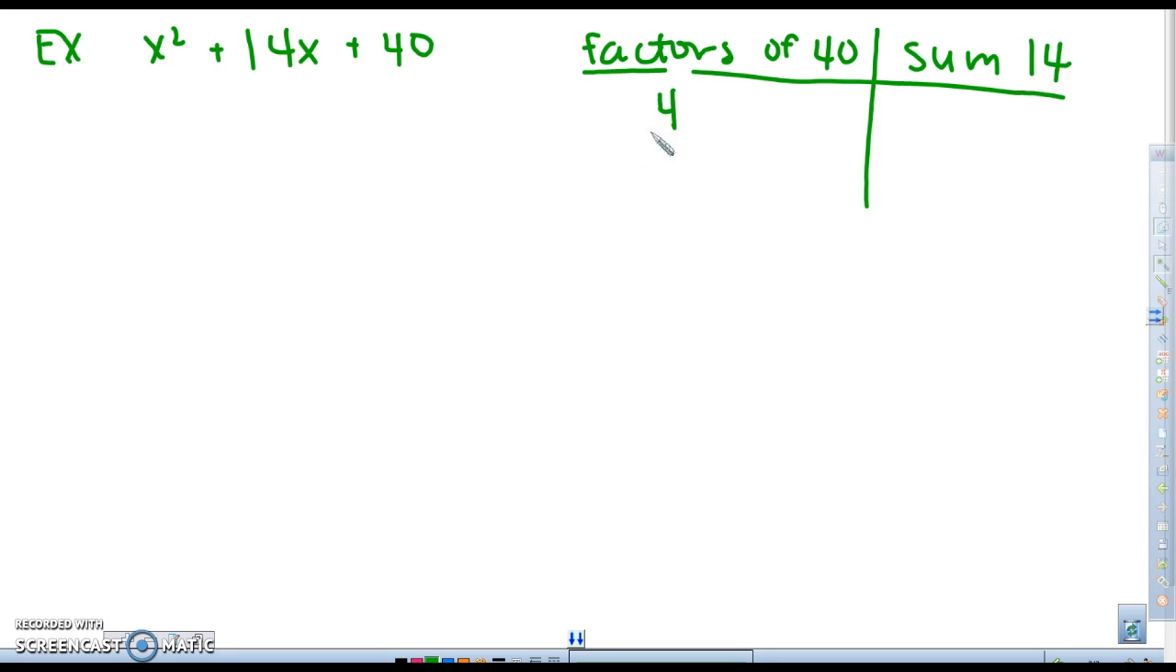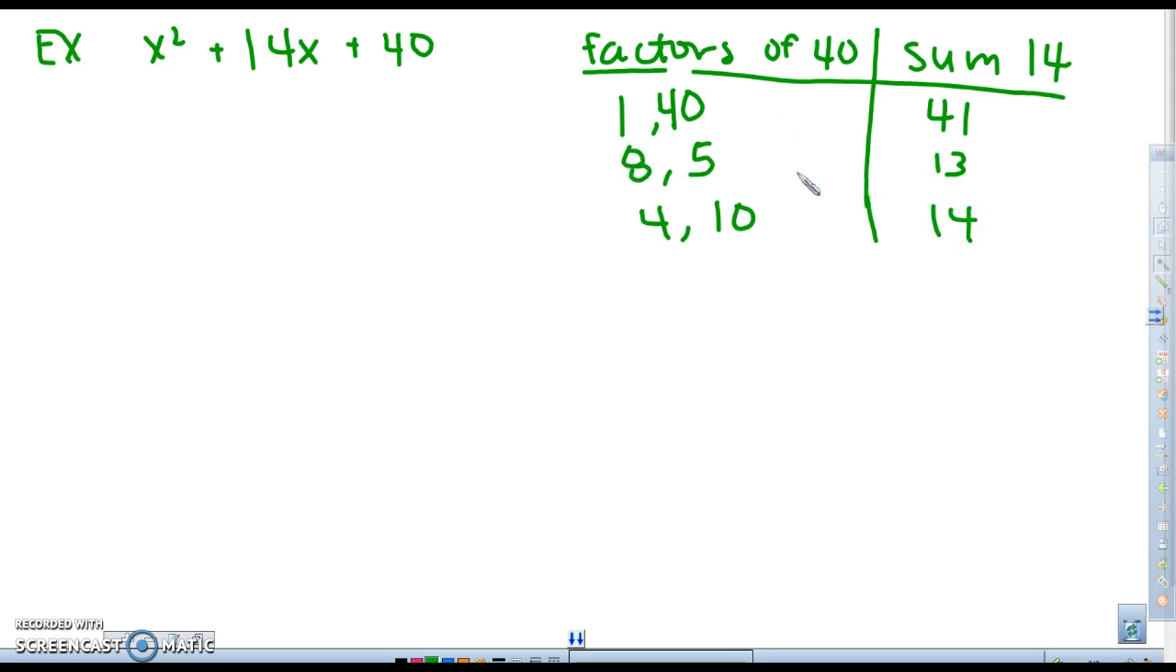So, I can start with 40 and 1 if I really want to. I can skip it if I know that's not going to work, but I could try like 8 and 5. That gives me 13, which gets me really close, actually. I know 2 and 20 aren't going to work. It'll give me 22, which is way too big. But then I can try like 4 and 10. Oh, those work. That gives me 14, okay?